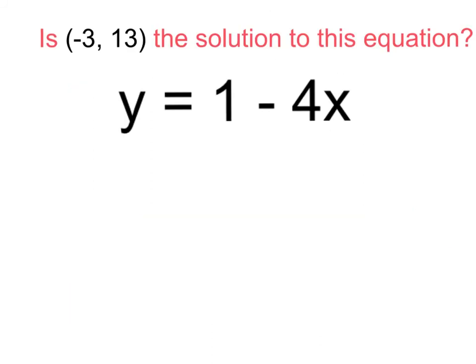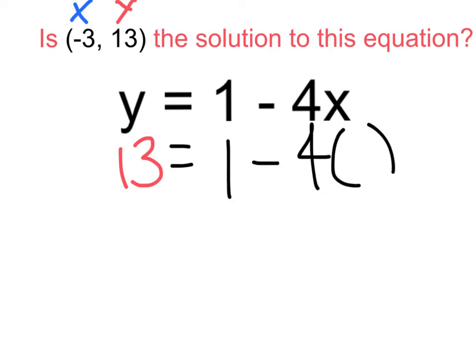Is the ordered pair negative 3, which I'll label right there, and 13, which I'll label as the y, the solution to this equation y equals 1 minus 4x? So I'm going to, right off the bat, change the y to the 13, and now I'm going to rewrite 1 minus 4, and then open parentheses, because here we have the x. I already forgot what the x is equal to, so I'm just going to walk over here, and I see, oh, I labeled it nice, x equals negative 3, so I'm going to go right back, and I'm going to put negative 3 here.